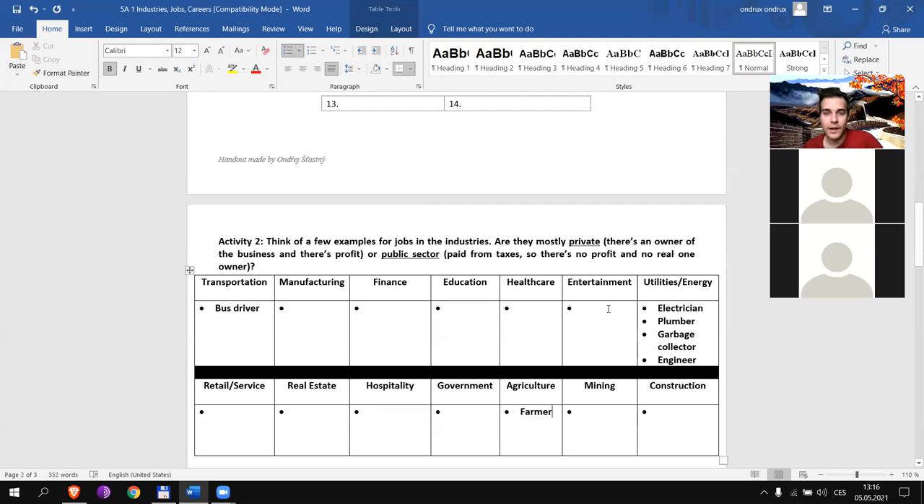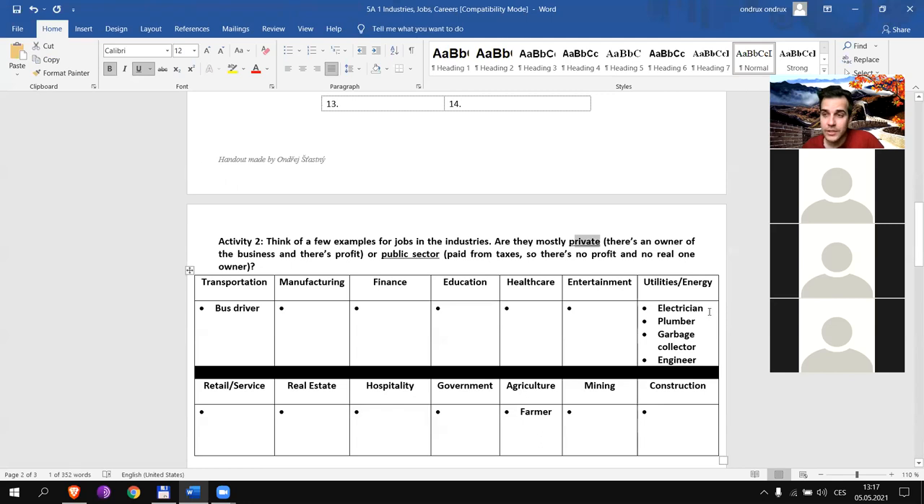Now, I forgot to ask you whether this is a private or public sector. So if we talk about utilities, for example, Jakub, do you think that utilities are mainly private or public sector? Utilities are mainly private. Yeah, so you get your water from some company that has profit, yeah.